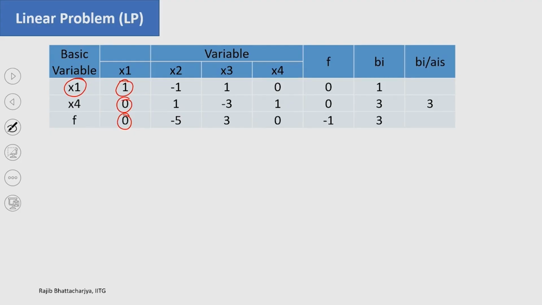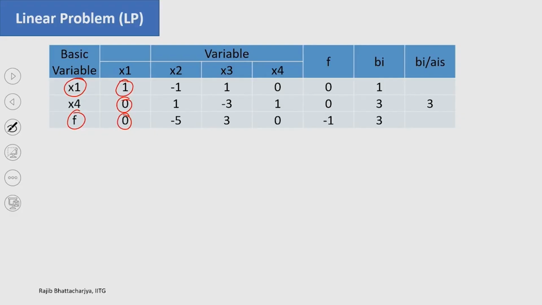So, now what is the solution here? The solution here is that x1 equals 1. So, after this iteration the solution is x1 equal to 1, x4 equal to 3 and x2 and x3 are 0, x2 and x3 are non-basic variables. So, therefore, the values of x2 and x3 are 0, x1 equal to 1, x4 equal to 3 and what is the value of f? f is equal to minus 3. Okay. So, the objective function value is now minus 3.